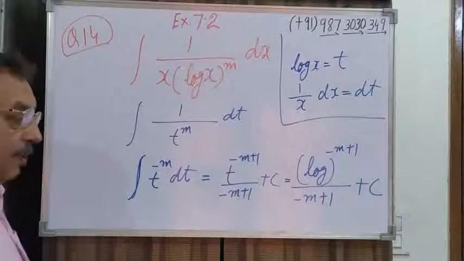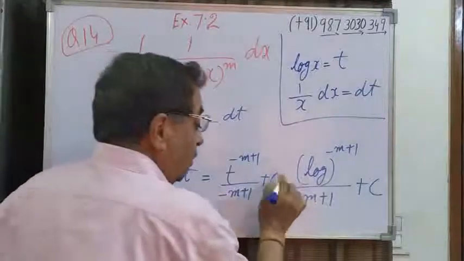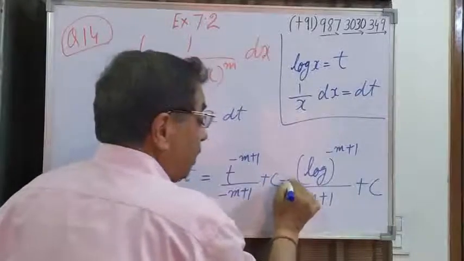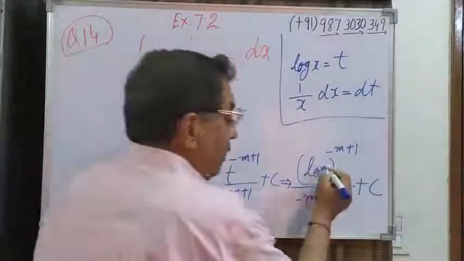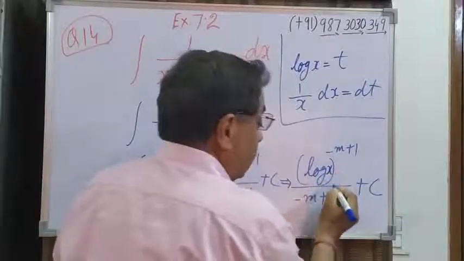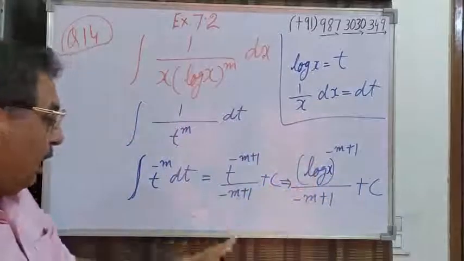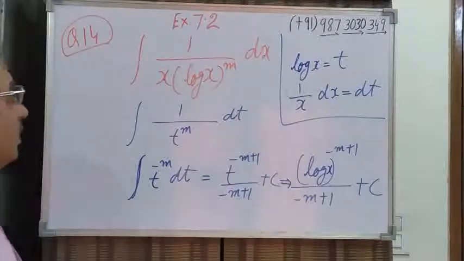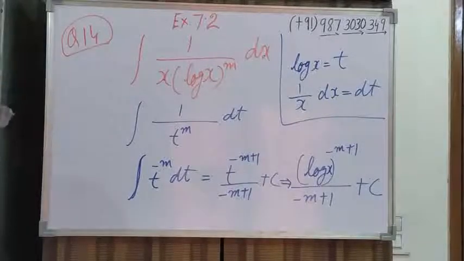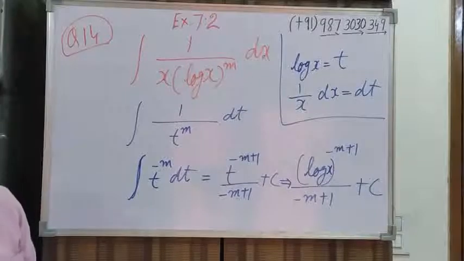So now the final answer of the integration is (log x) to the power (minus m plus 1) divided by (minus m plus 1) plus c. So this is the answer for question number 14 of exercise 7.2.